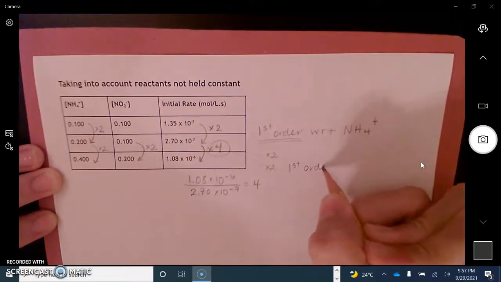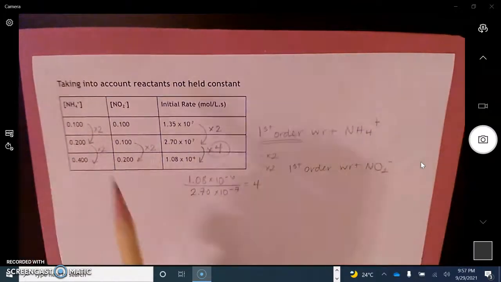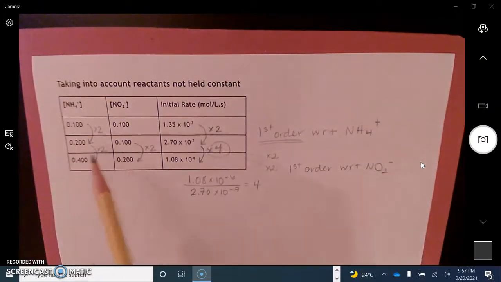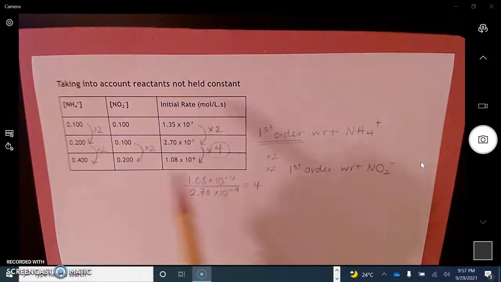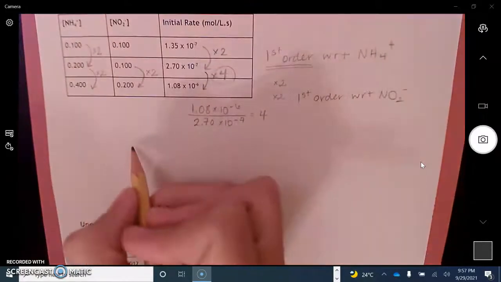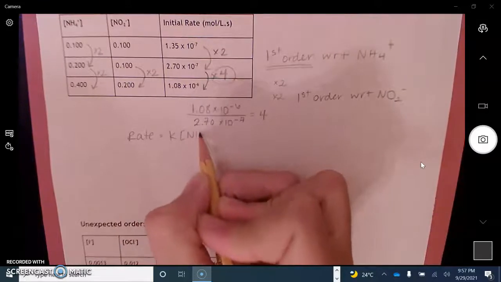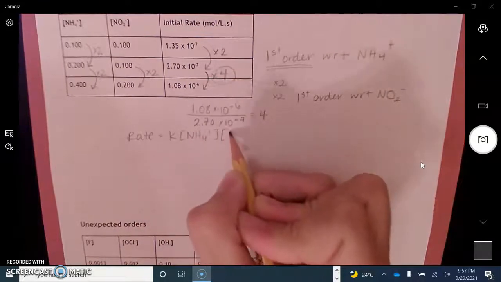Okay? So the basic idea there is you take the one that you know, figure out what it would do to the rate, subtract that effect, and whatever effect is left was caused by your second reactant. So they're both first order. We end up with a nice rate law. K times NH4+ times NO2-.